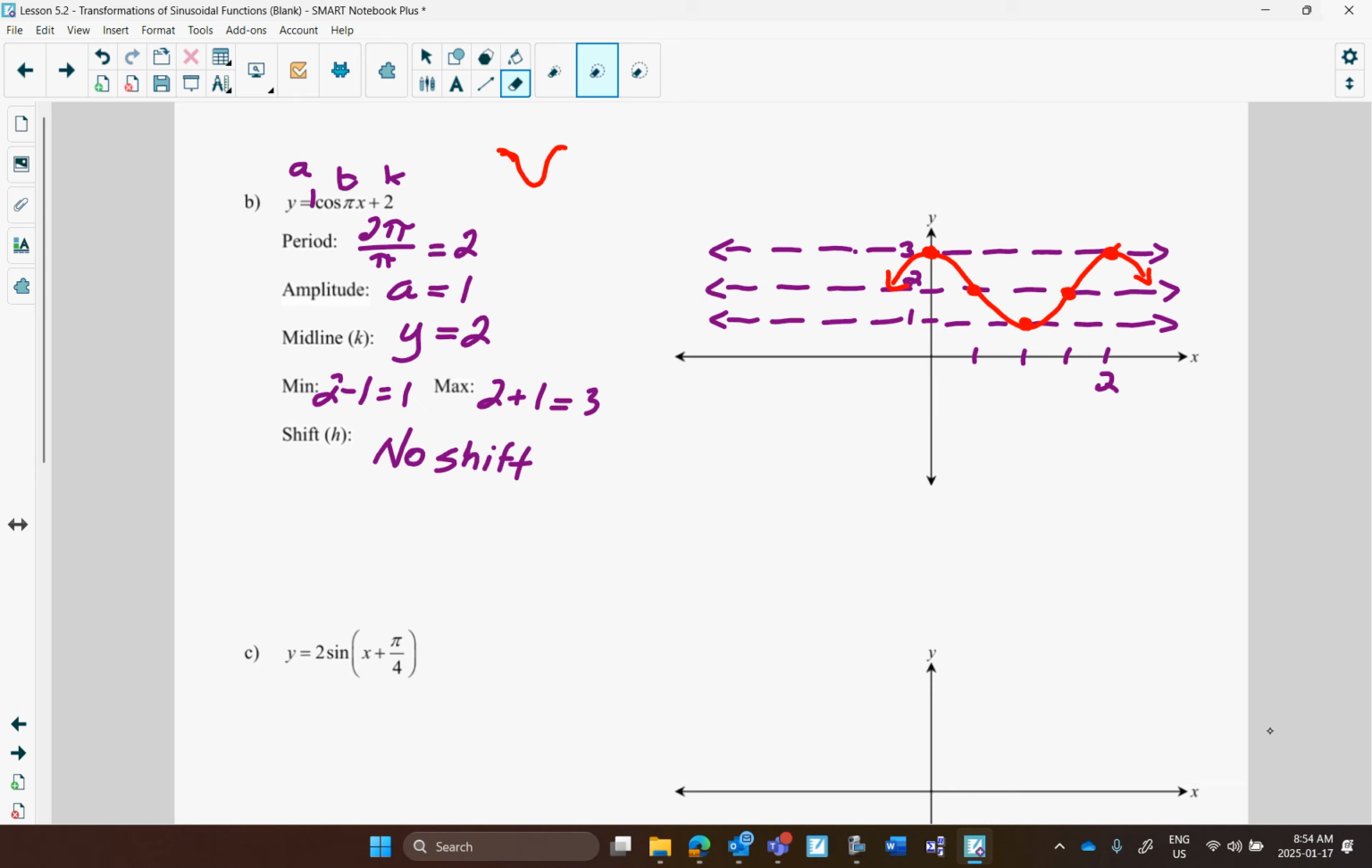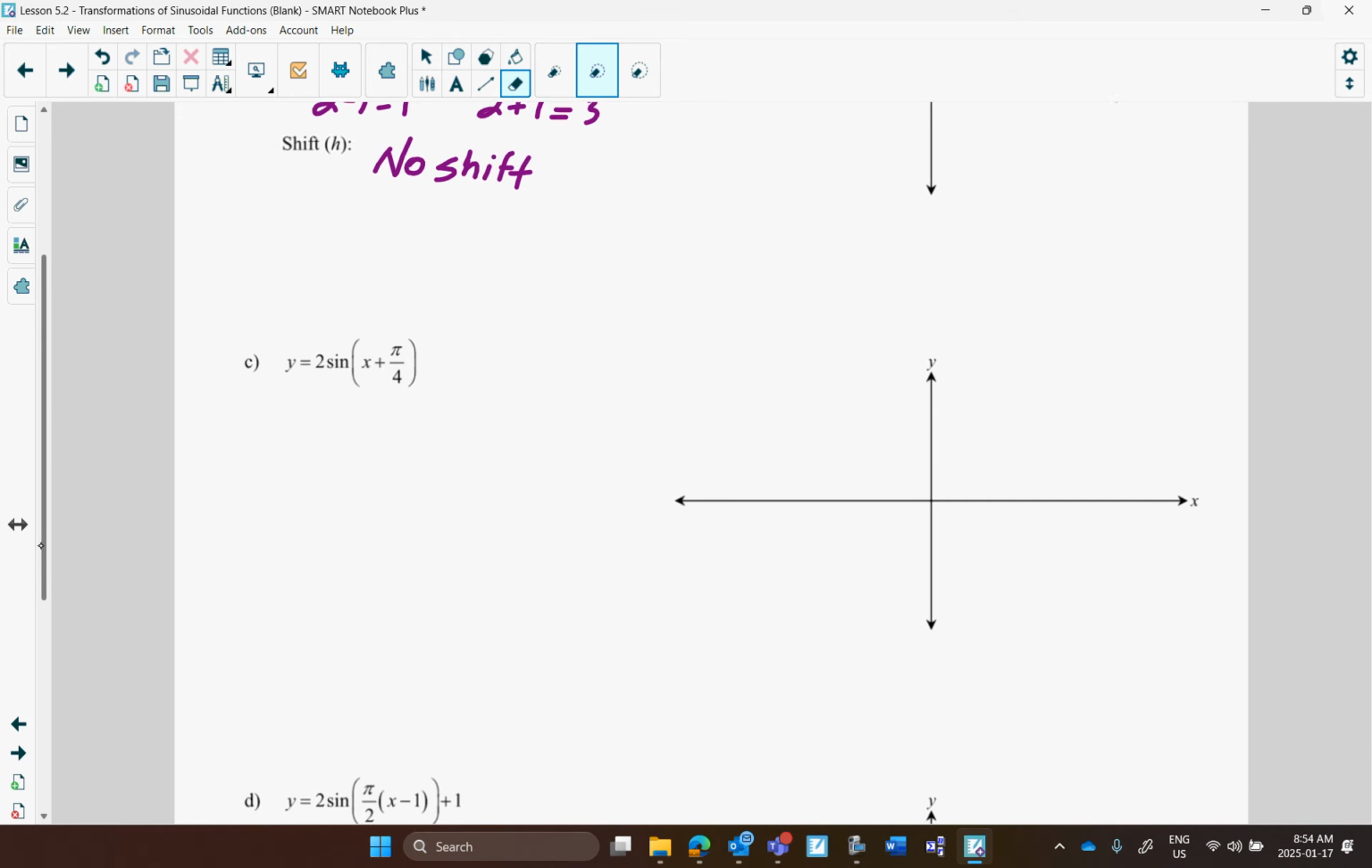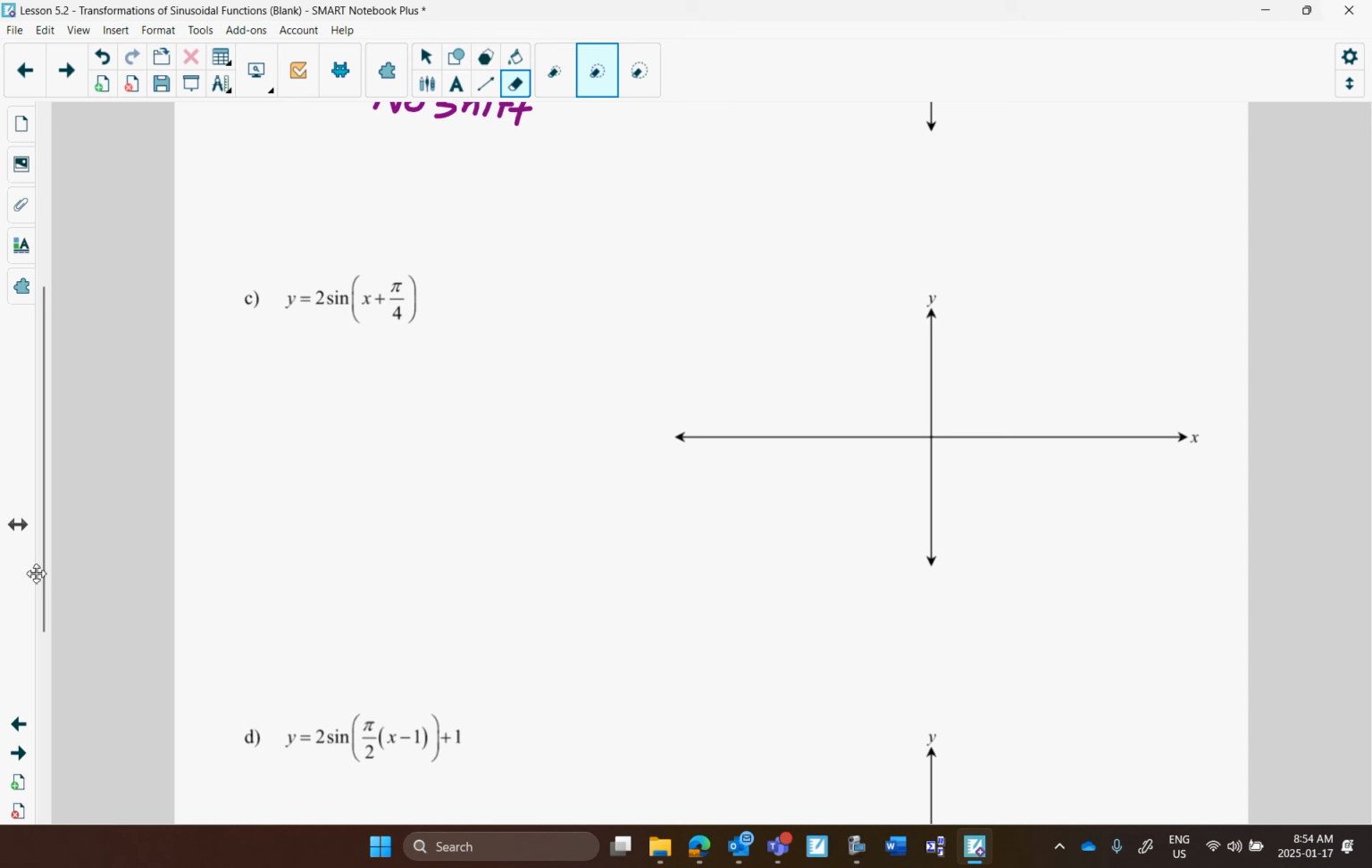Okay, let's start throwing some shifts and flips in. This one, we've got a value for A. Got a value for H. K is nothing, and B is 1. Remember, if you don't see a number in front, A is 1. If you don't see a number in front, B is 1. If you don't see a number here, the horizontal shift is 0. If you don't see a number here, the midline is 0.